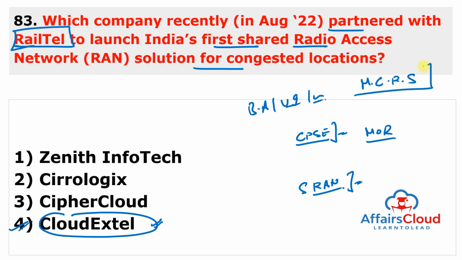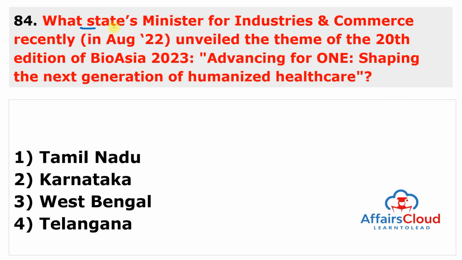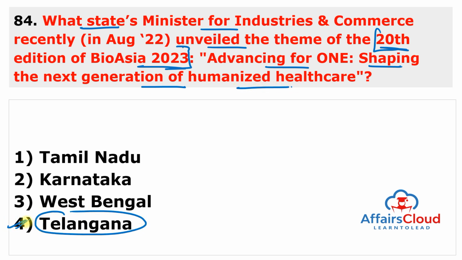It means the demo version was launched at Mumbai Central Railway Station. Moving to next question. Which state's Minister for Industries and Commerce recently unveiled the theme of 20th edition of BioAsia 2023, and the theme was Advancing for One, Shaping the Next Generation of Humanized Healthcare. And this is the state of Telangana. So, answer of this question is 4.